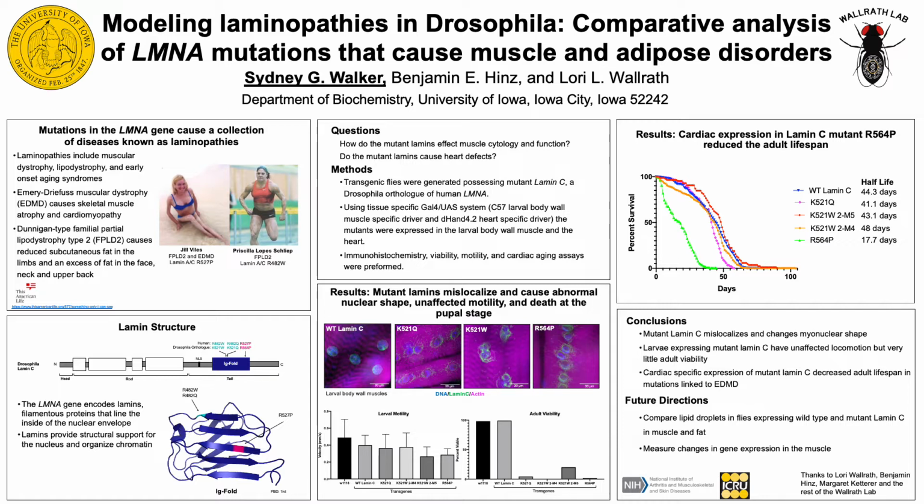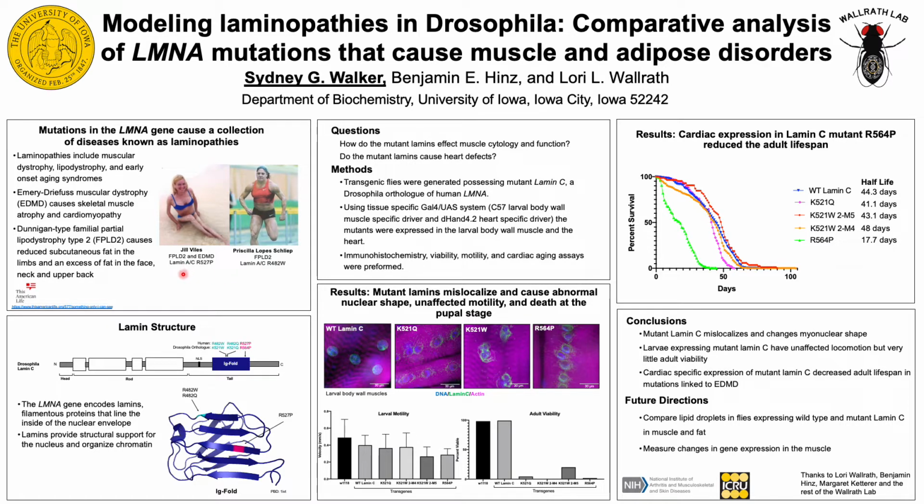Mutations in the LMNA gene cause a collection of diseases known as laminopathies. Laminopathies include muscular dystrophy, lipodystrophy, and early onset aging syndromes. The primary focus of my research are these two individuals pictured here, Jill and Priscilla Lopes-Schliep. These two individuals live varying lifestyles. While Jill is confined to a wheelchair, Priscilla Lopes-Schliep is a bronze medalist on the hurdles.